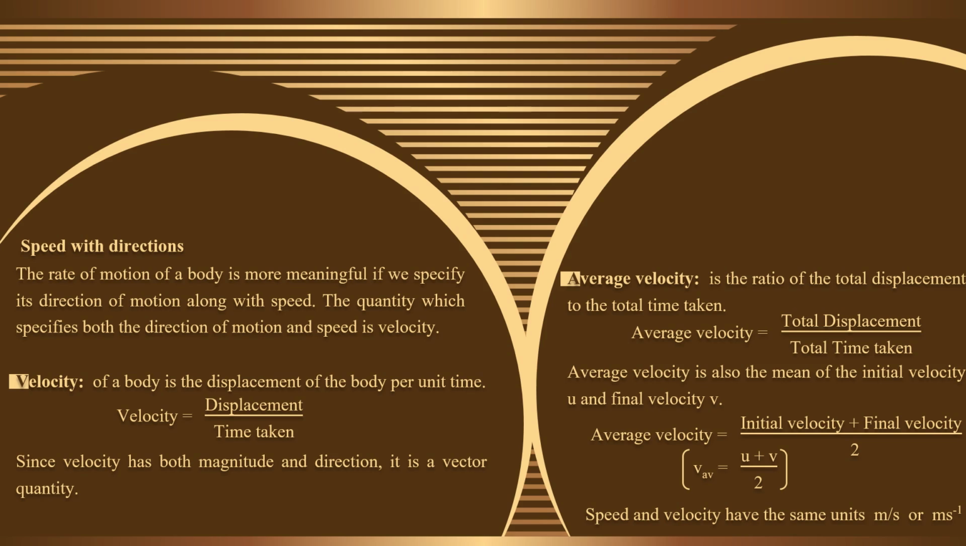That is, average velocity is equal to initial velocity plus final velocity divided by 2. If u is the initial velocity and v is the final velocity, then the average velocity v average is equal to (u + v)/2.